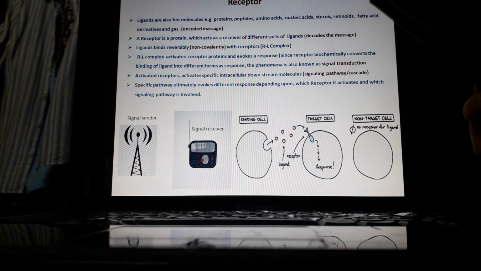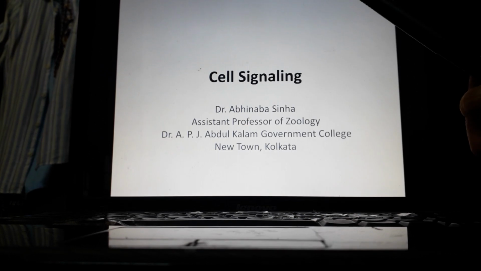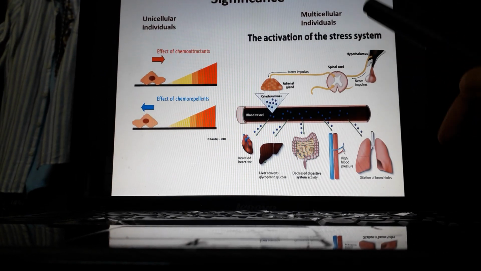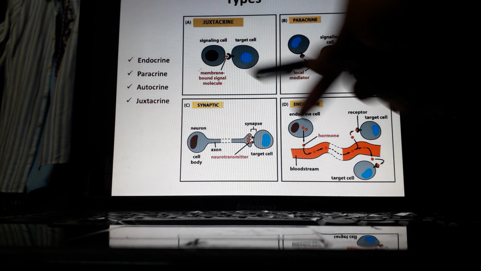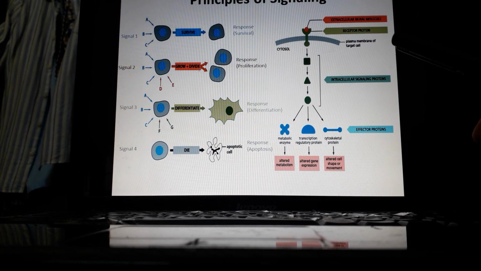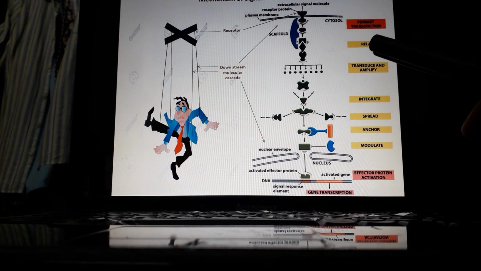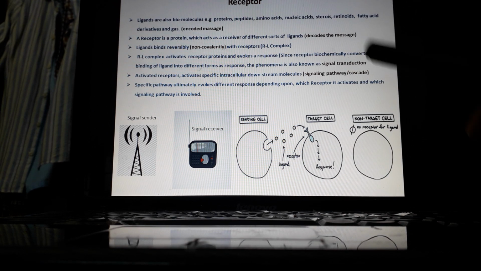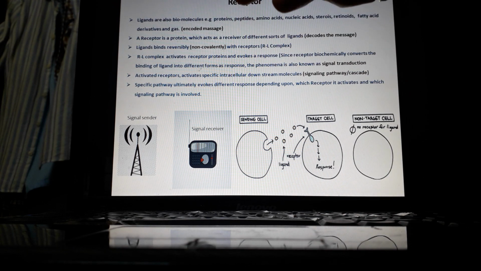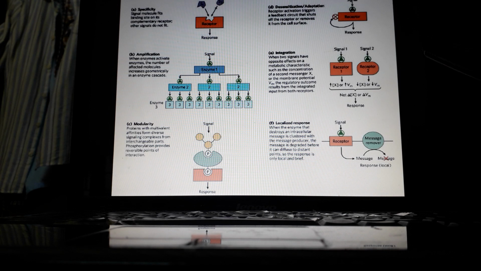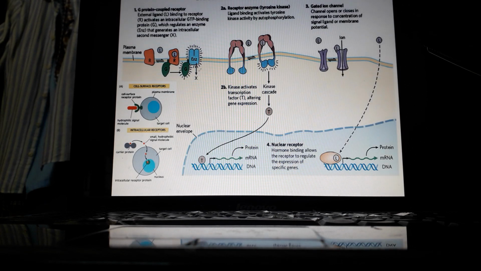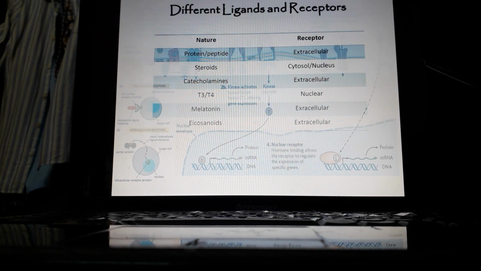In my first class, I think I have discussed the basics of cell signaling and their significance in multicellular and unicellular individuals. Also, I described the types of signaling as well as the principles of signaling, the brief mechanism, what a receptor is and the basic mechanisms of receptors, what a receptor does in case of signal transduction, the properties of signal transduction, and classification of receptors. Okay, now let us go further into details.